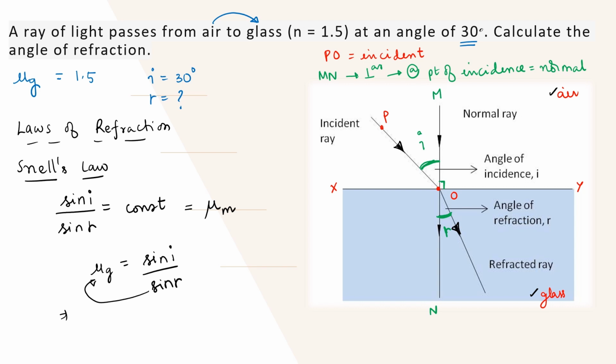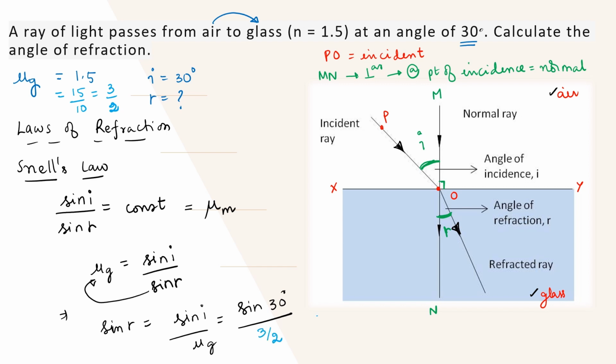Sine r is equal to sine i by mu g. How much is sine i? Sine i is 30 degrees, given in the equation, and the refractive index is 1.5. I don't like to write numbers in decimal, so I'll write it as a fraction. 1.5 can be written as 15 by 10 or 3 by 2. I like writing in fractions, it's your wish, any way you can write. So this is equal to 3 by 2.